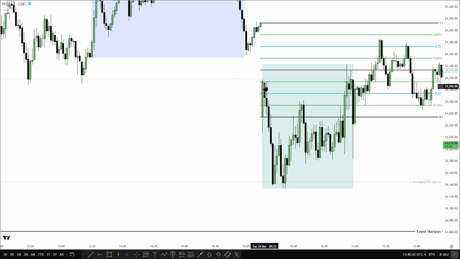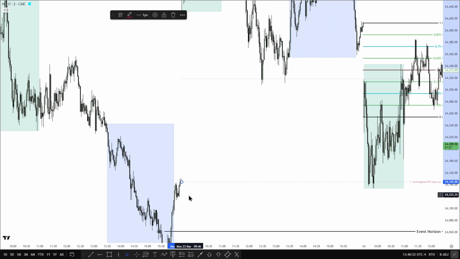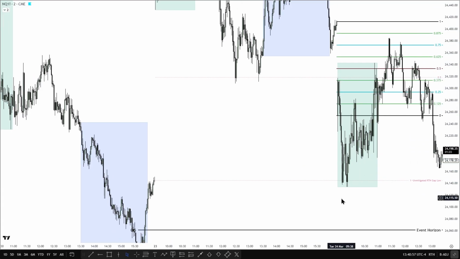Traded down below this, left this as a bearish order block. Traded back up into it. This is a 2-minute chart, by the way. And it goes all the way into the unmitigated regular trading hours gap low. And then it turns. So that's not random.